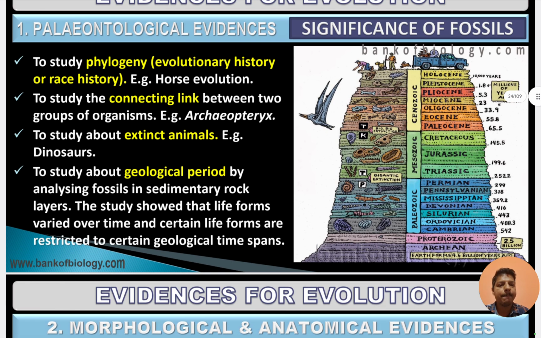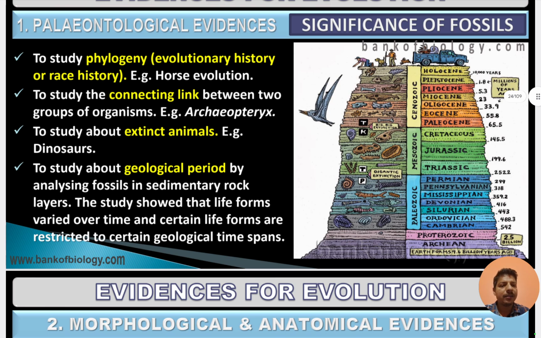Here you can see the Earth formed 4.6 billion years ago. First of all, the Archean came, then the Proterozoic, then the Paleozoic era started. It is divided like this, you can see. Then the Mesozoic era started, and then the Cenozoic era started, and finally us.